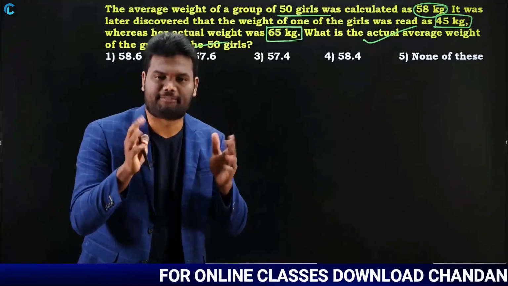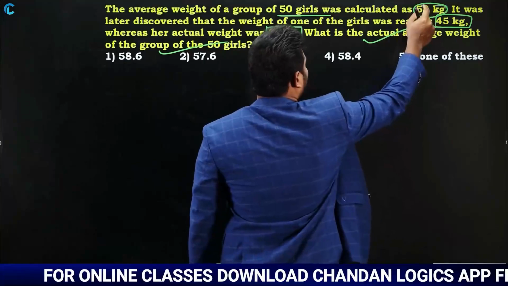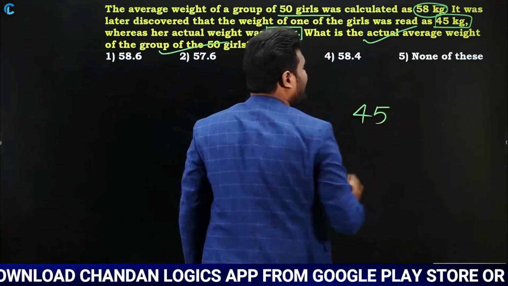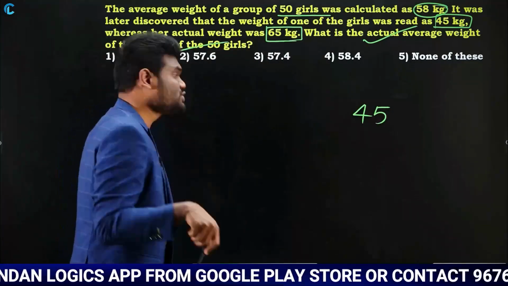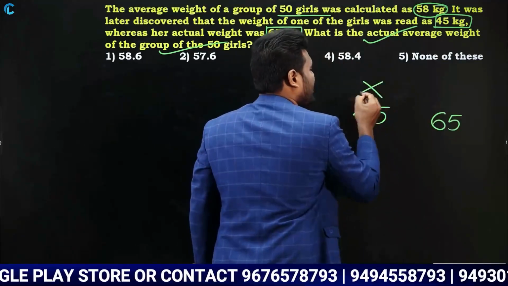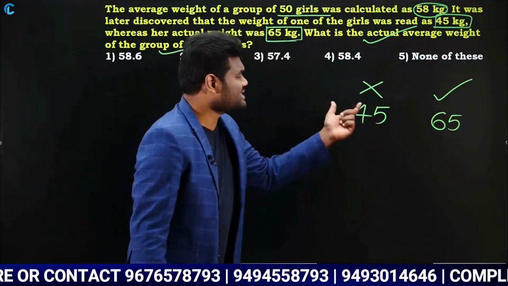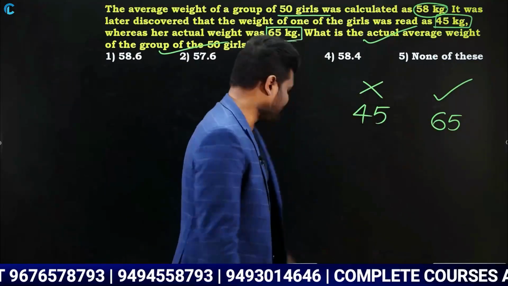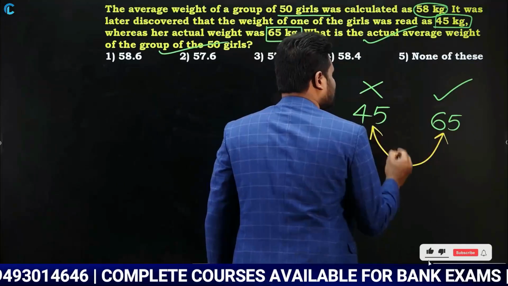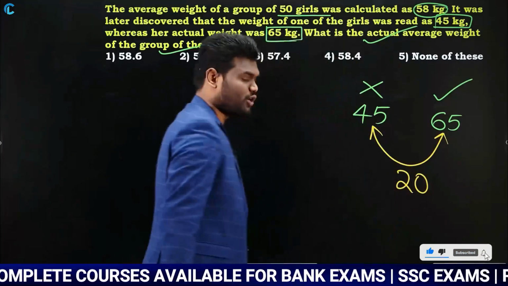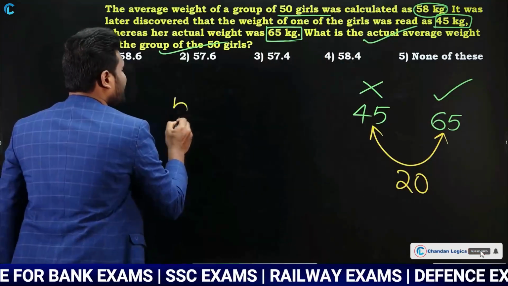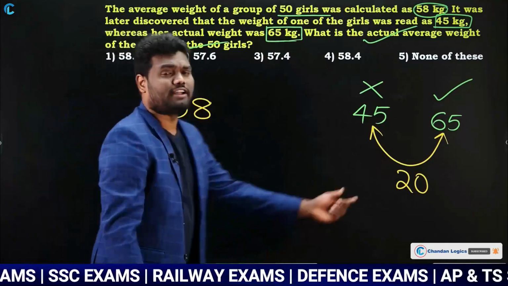Now what you need to do? Take the difference between the two. Look here, the weight was noted as 45 kg, whereas her actual weight is 65 kg, which means this is the wrong value and this is the correct value. Now just take the difference. If you take the difference of 45 and 65, the difference is 20. Now, if you look at the question, the average weight of 50 girls is 58. Now your difference is 20.